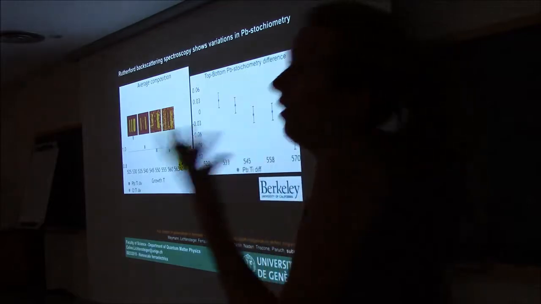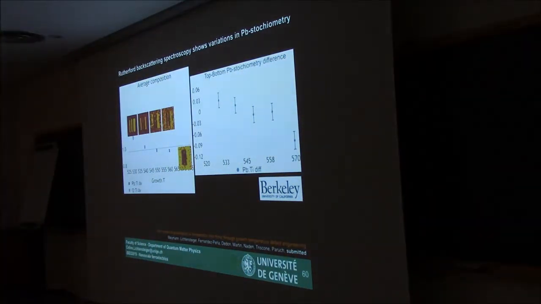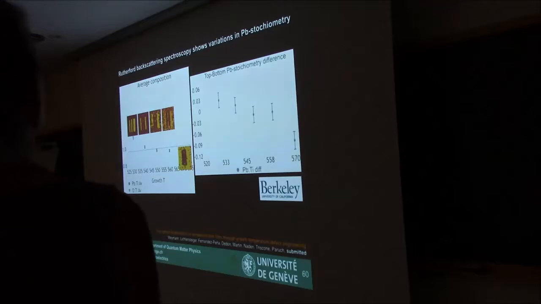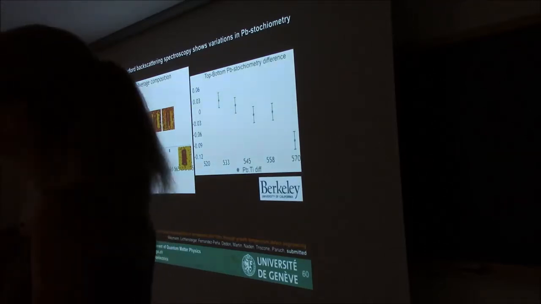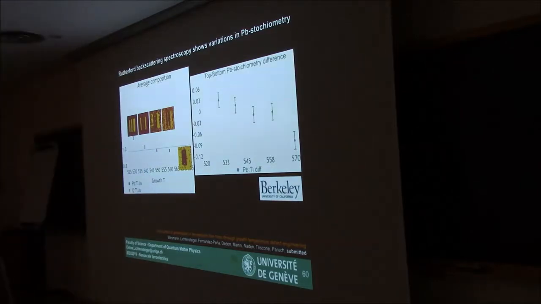Also, of course, we were wondering why we had this effect. One thing that was done at Berkeley was to measure using Rutherford backscattering spectroscopy to see if there is a change in the stoichiometry of our materials. What we could see, for different temperatures, is that the average composition in terms of the ratio between lead and titanate is different.